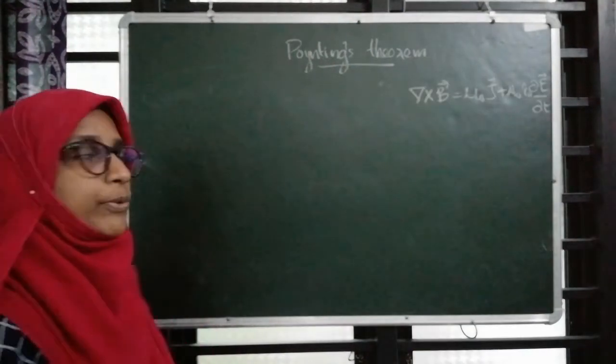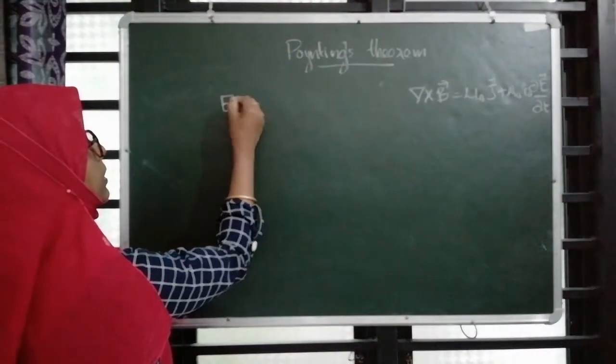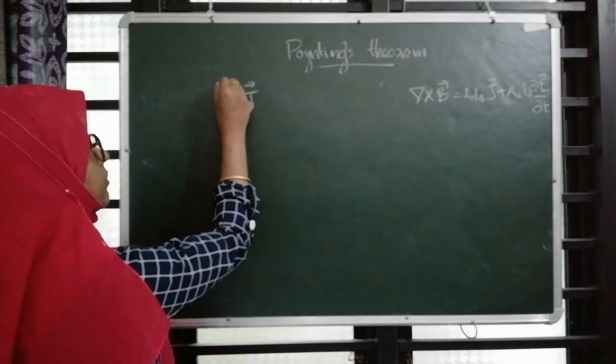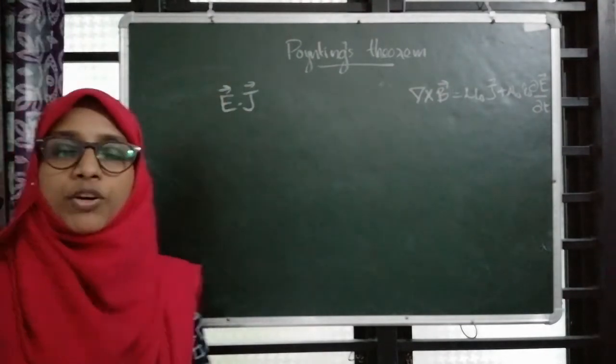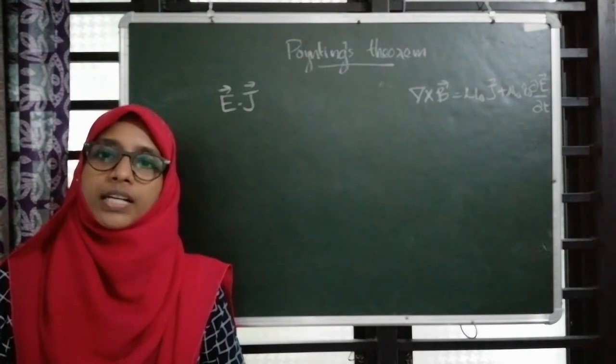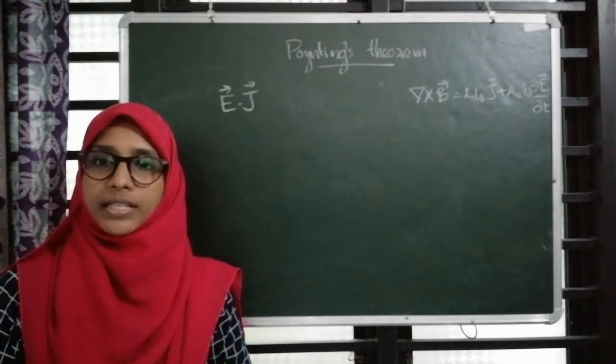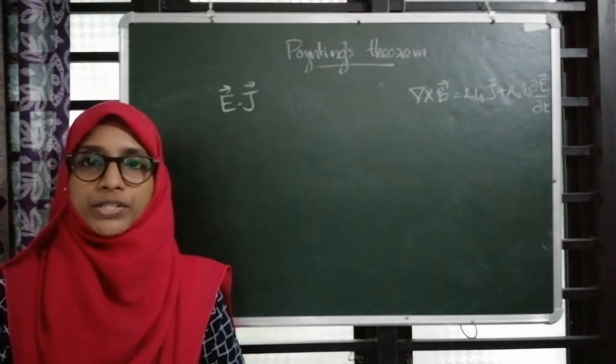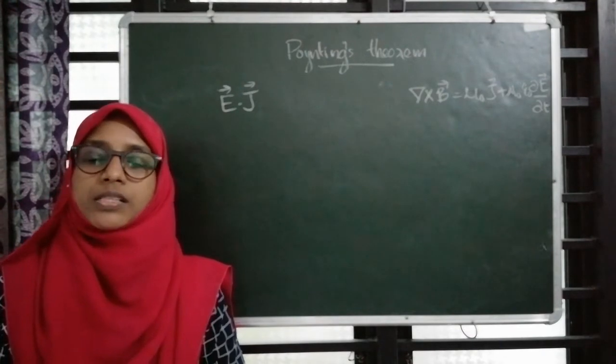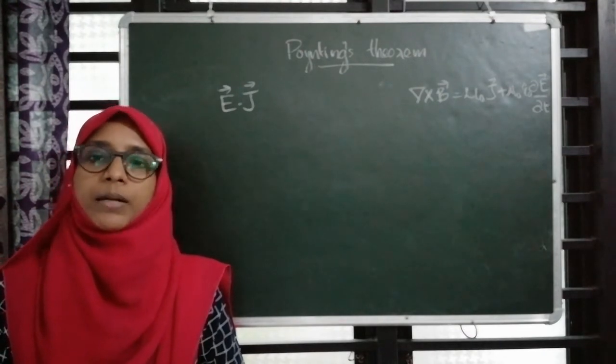In the previous equation number 1, we have derived a term E dot J. E dot J is representing the work done per unit volume per unit time. It is also the power delivered per unit volume.